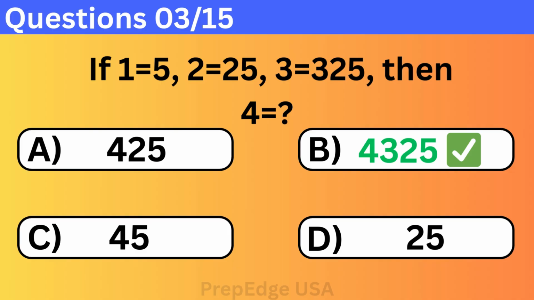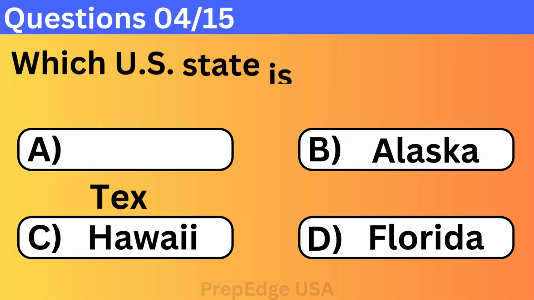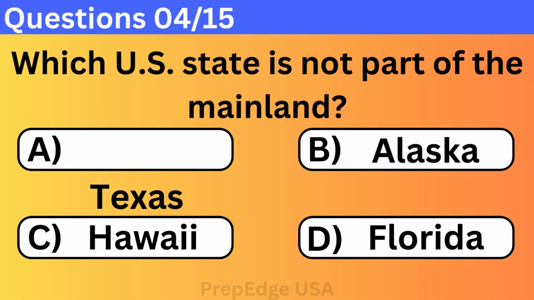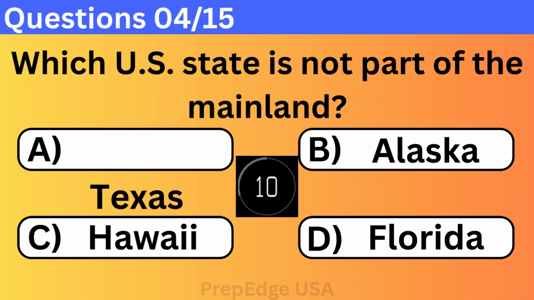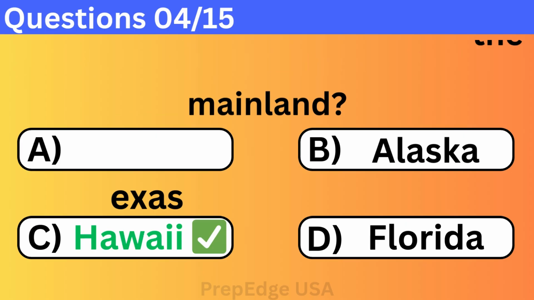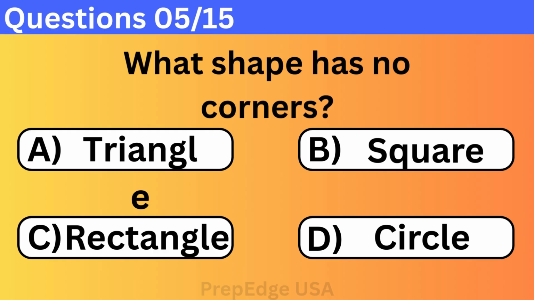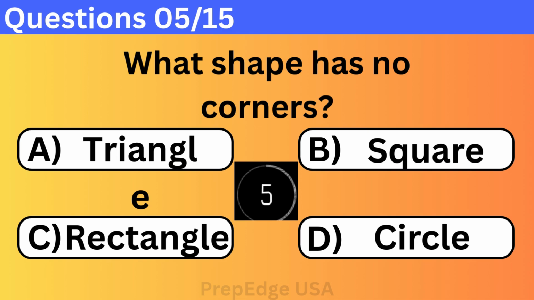B. 4,325. Which US state is not part of the mainland? C. Hawaii. What shape has no corners? D. Circle.